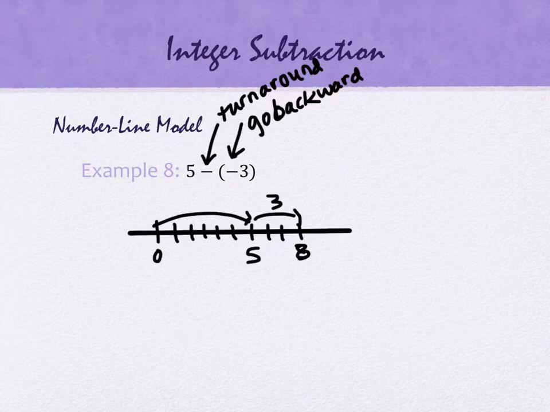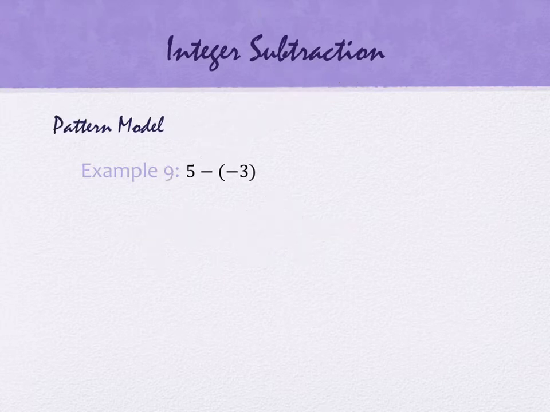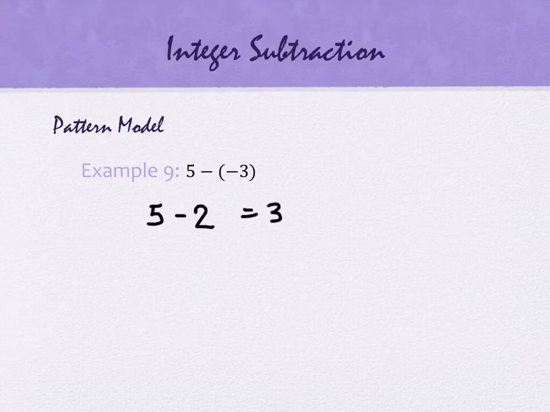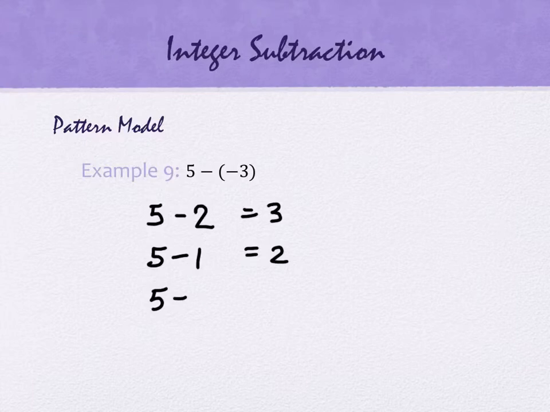The pattern model. So the pattern model, again, when we did patterns before, the idea is to start with something that I know how to subtract, that is whole numbers. So something like, let's say we'll start with 5 minus 2. You can subtract 5 minus 2, those are both whole numbers, and I end up with 3. I can subtract 5 minus 1, those are whole numbers, and I end up with 2. And I can subtract 5 minus 0, whole numbers that end up with 5.